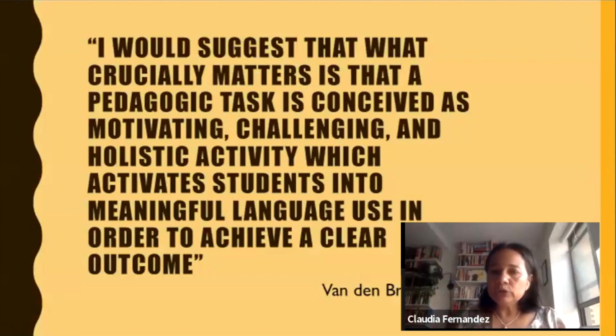So Van den Branden, a scholar in TBLT, very well known, I love him. He says, I would suggest that what crucially matters is that a pedagogic task is conceived as a motivating, challenging, and holistic activity, which activates students into meaningful language use in order to achieve a clear outcome. I think it's very beautiful. I would say challenging enough, right? It cannot be too challenging, because otherwise you totally kill the motivation, but it should be something that students are interested in, that is challenging, etc.